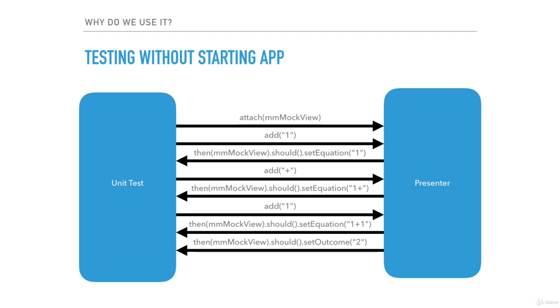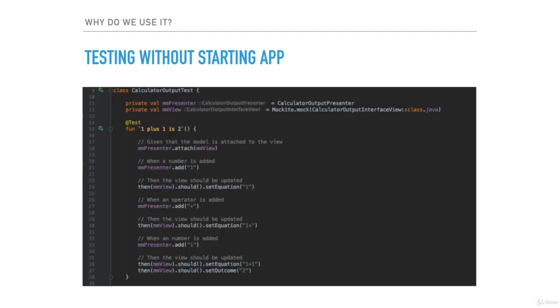That's why we use Model View Presenter, to test our app completely without actually starting it. This is an actual test. Our test here is called 1 plus 1 is 2. Like you already saw on the graphic before, we attach our view, we add 1, add a plus, add another 1, and then we test that our view should set the equation and set the outcome correctly. So we are going to do something like this in one of the next lectures, but that's it for now.